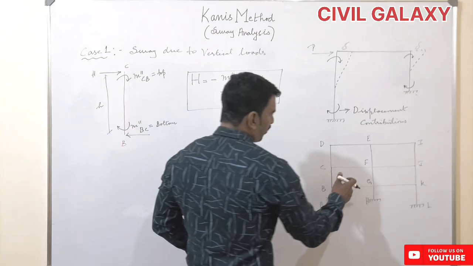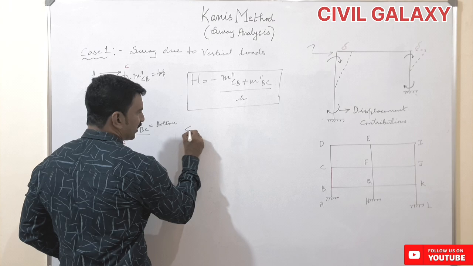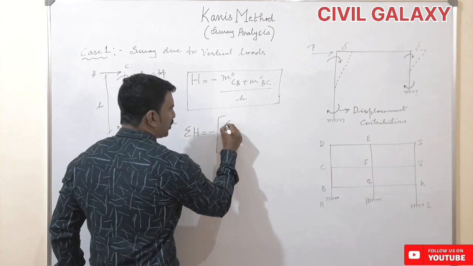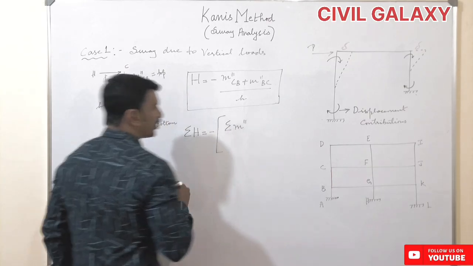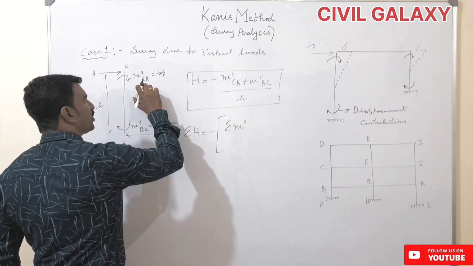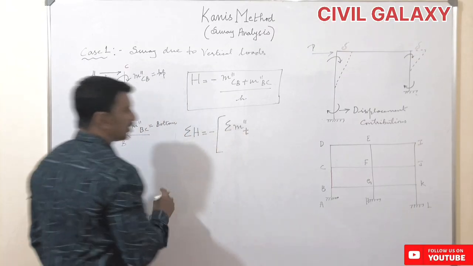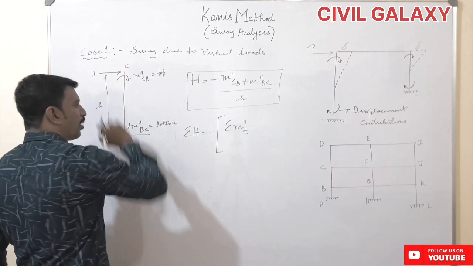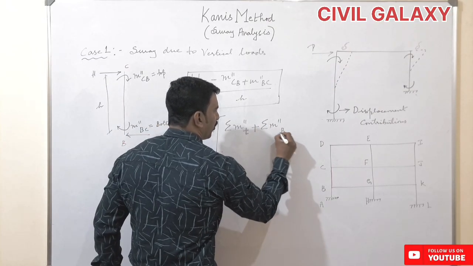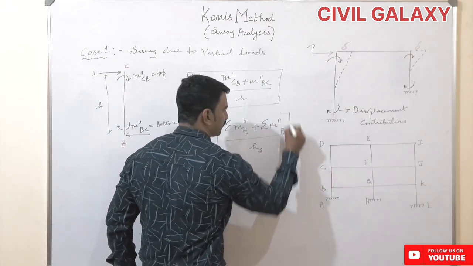So now similarly, if you want to find out the value of all the columns over here, this particular formula can be rewritten as summation of H is equal to negative summation of displacement contribution. See here, this is M double dash. That means the displacement contributions at the top, plus summation of displacement contributions about the bottom, upon the total height of the story, which is represented by HS.